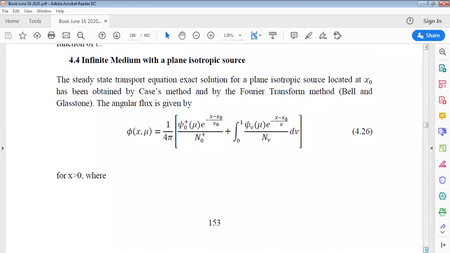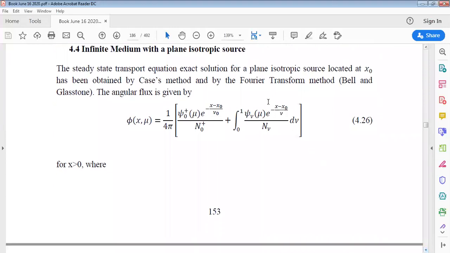Now let's come to an exact solution for an infinite medium with a plane isotropic source. This has been obtained by Case's method and by the Fourier transform method, which is in Bell and Glasstone. What they do here is place the source at x naught, and to the left and right of it they solve, and they have a discontinuity at the source position. Again we get an elegant compact expression in terms of exponentials in x. There's a relaxation length and the angular flux is separate over here.